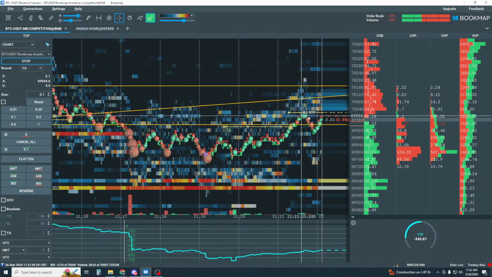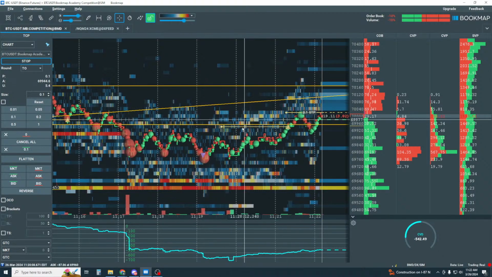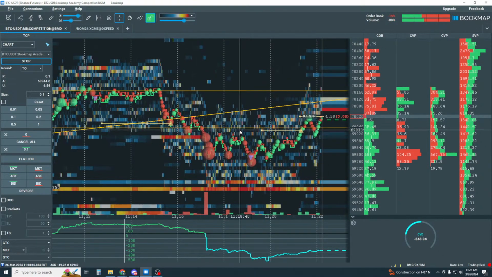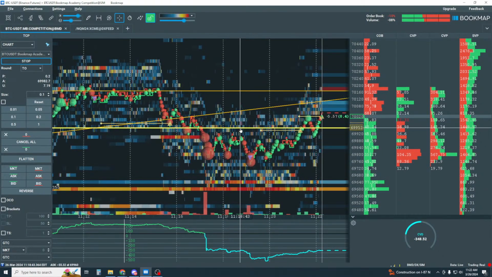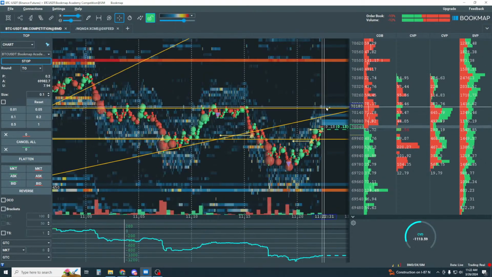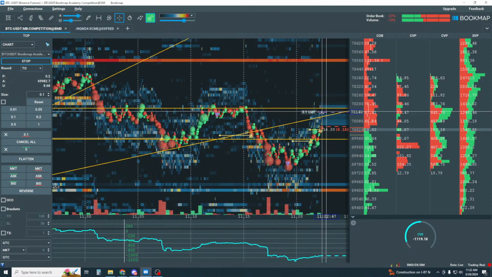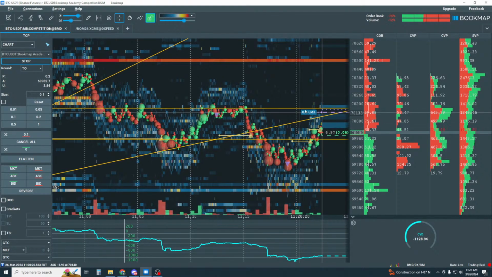Okay, let's see if these buyers, let's get a bit more buying cluster in here and take me into this trade again. Okay, so I'm filled. All right, I am going to place my limit up here though and take some off. I'm going to move it up a little bit higher.